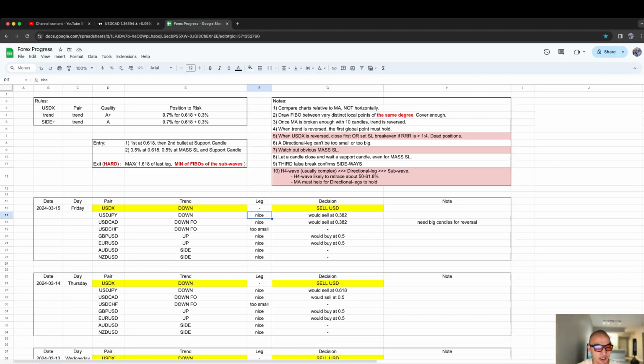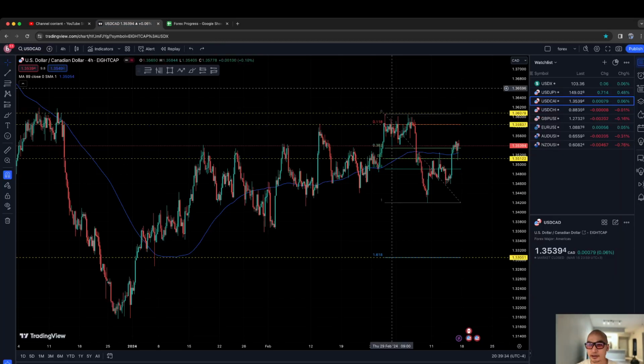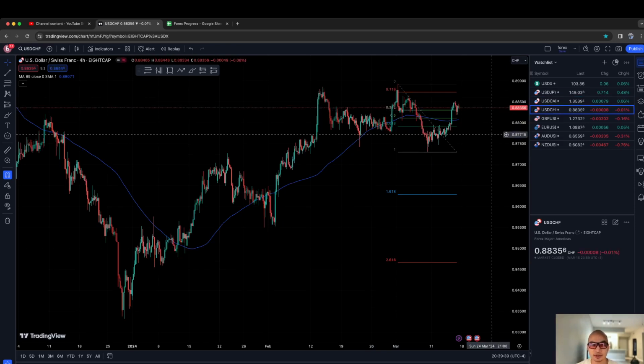Okay, so trend is still considered down. Market is doing the fake out. Leg size is nice. It's around the Fibonacci retracement 0.38, which is a really good zone to sell. Okay, now let's analyze the next pair, USD Schweizer franc.